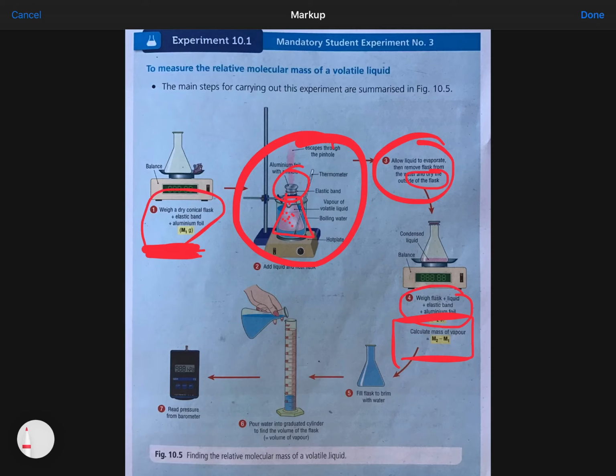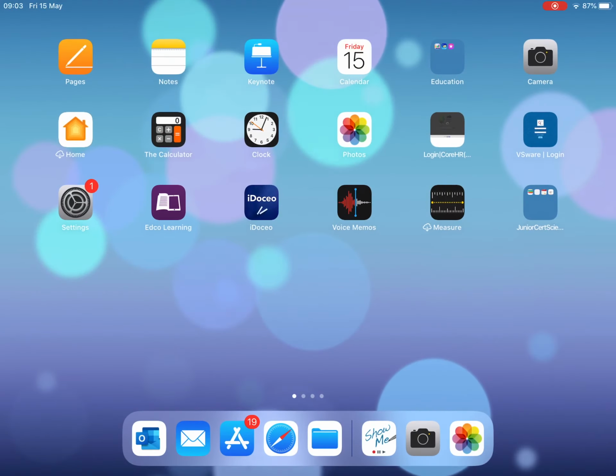Now, for part 2, it asks you the volume of the vapor. Well, the vapor filled the conical flask. So if you fill up the conical flask with water to the brim and then transfer it to a graduated cylinder without spilling, then you'll be able to measure the volume from the cylinder. And then finally, how can the pressure be measured? You use a barometer. Okay, so just go back to the show me board now for the calculation.